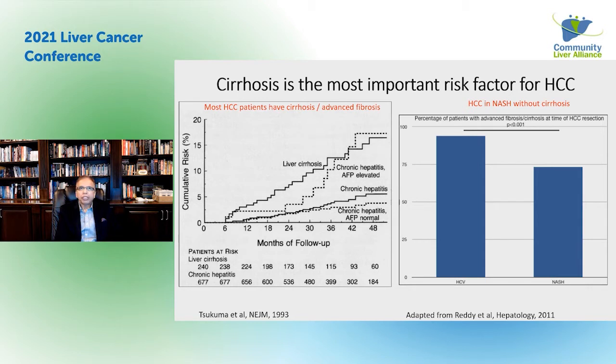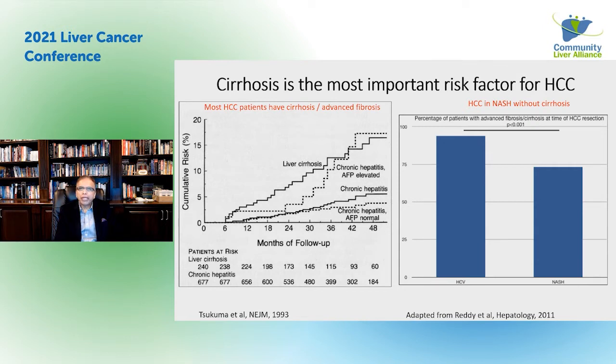However, there are patients who may develop HCC without cirrhosis. On the right is a study that compares patients who have hepatitis C on the left to those with NASH on the right. As you can see, in patients with hepatitis C, less than 10% of the patients who have HCC don't have cirrhosis. So hepatocellular carcinoma in patients with hepatitis C develops in 10% of the cases with no associated cirrhosis.